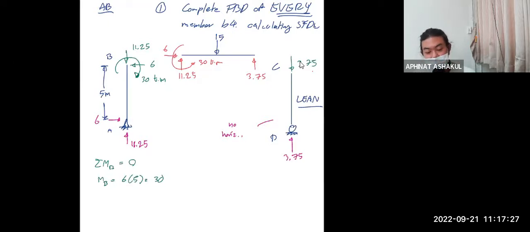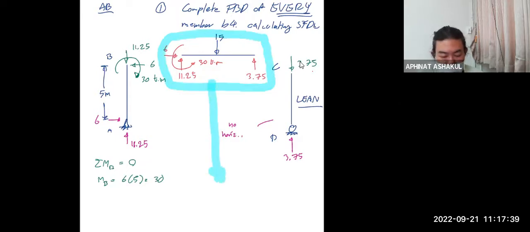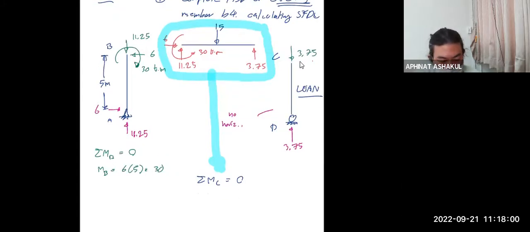Okay, so when you look at this thing, you want to make sure that everything is under equilibrium. So if you want to make sure, you can try sigma MC equal to 0. You take moment at C, which is this point, and see if MC is actually 0.